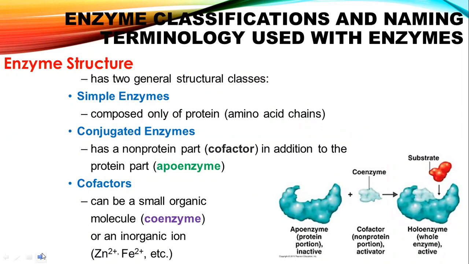So the enzyme structure has 2 general structural classes actually. We have simple enzymes. It's composed only of protein. So of course we have been into protein na in chapter 5, in the previous chapter, di ba, we've discussed about proteins and we've learned that proteins are made up of amino acids. So simple enzymes are simply composed of proteins. And in fact, one of the functions of proteins that we have learned in the previous chapter is that it can act as an enzyme or catalyze reactions in our body.